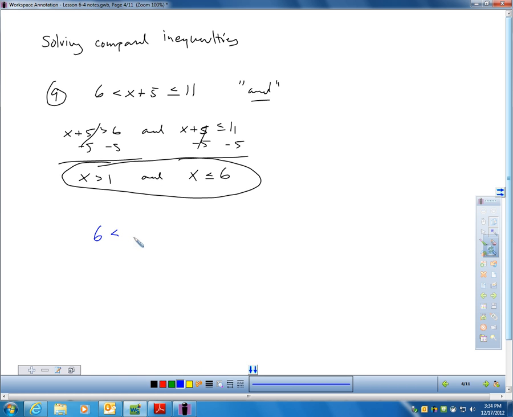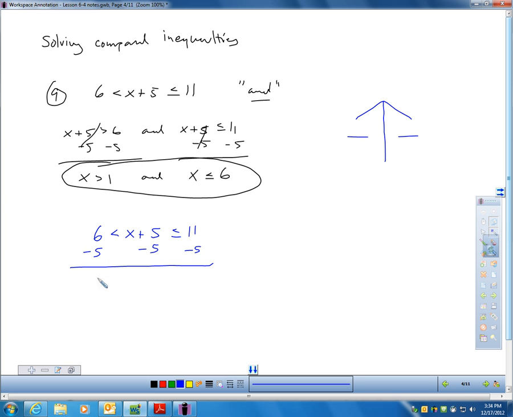I could have kept this as a triple inequality. I want to take away 5 here. I've got to take away 5 from every part. Imagine a science scale that had 3 plates, not 2. You know, I've always told you an equation is like having 2 plates, right? If you do one thing to one plate, you've got to do the same to the other. When you have a compound inequality, it's like having 3 plates. As long as you do the same thing to all 3 plates, the compound inequality will stay true.